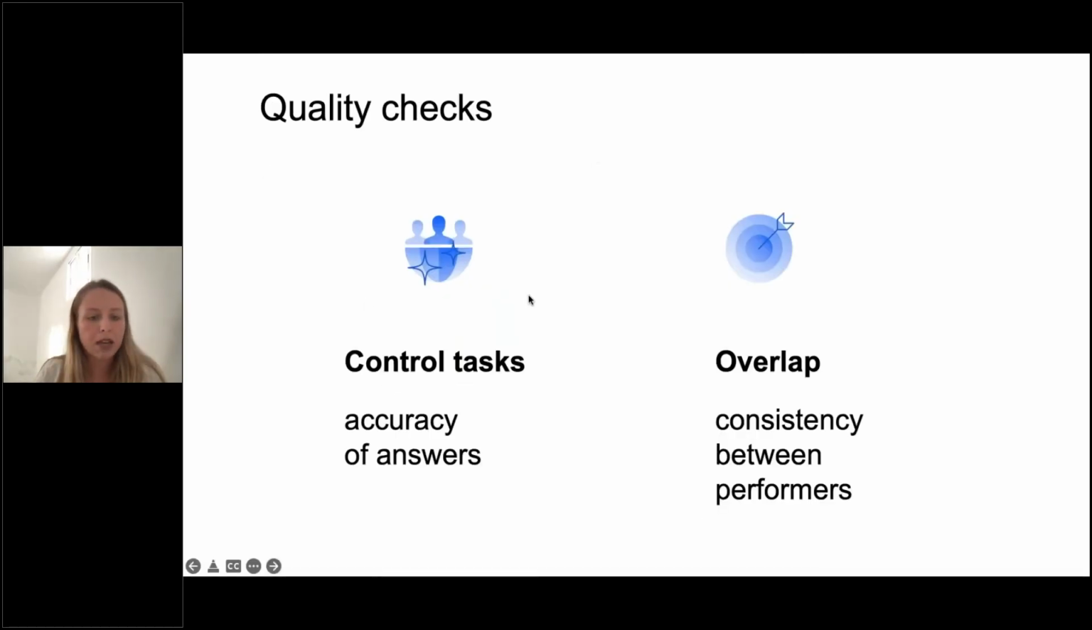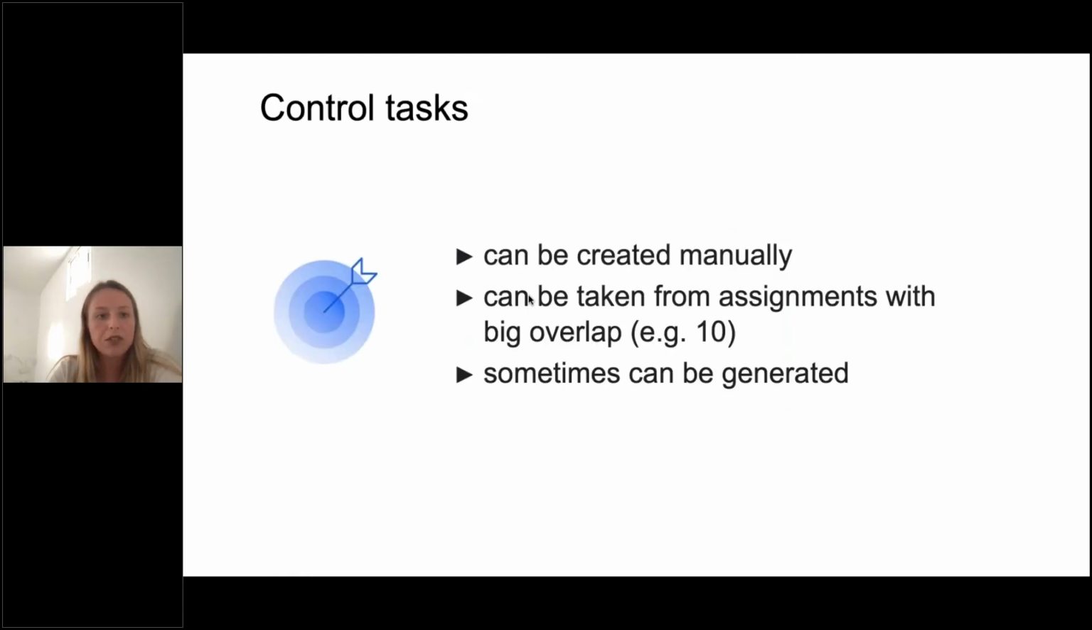There could be some more sophisticated quality control checks that you could perform. Those are not only to filter very bad performers and bots, they could also filter bad performers who are maybe not clicking randomly on the task, but maybe did not get instructions and are just consistently doing the tasks badly. And one way is using control tasks, and another one is using overlap. Let me tell you a bit more about control tasks.